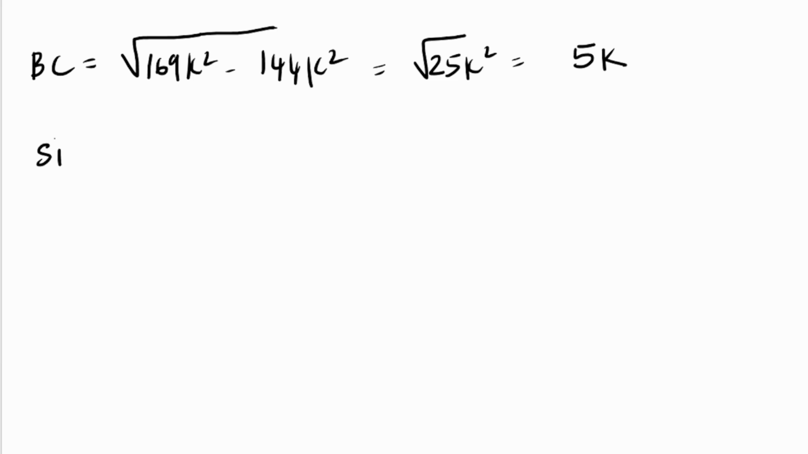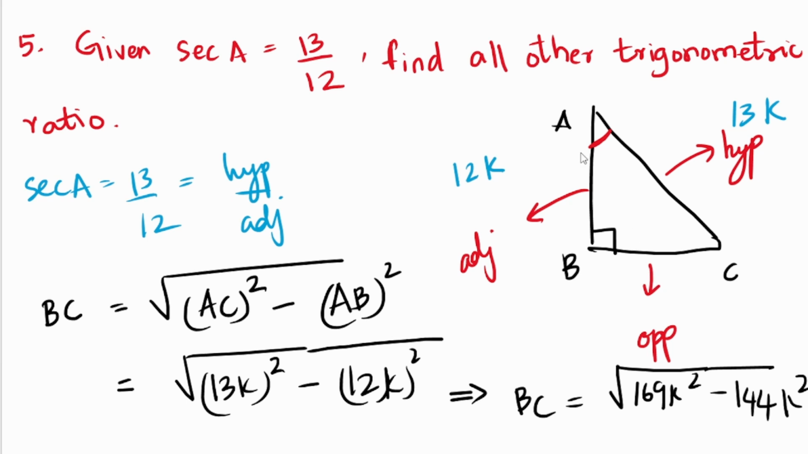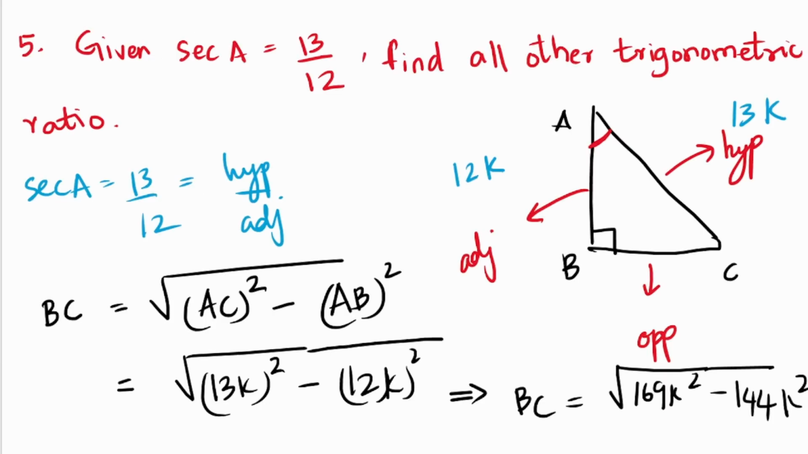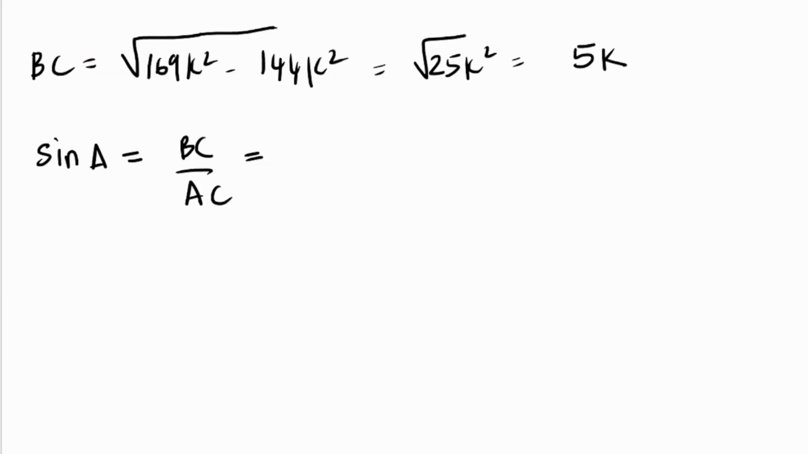Now we'll find sine A. What is sine A? Opposite side by hypotenuse. In this question, the opposite side is BC, hypotenuse is AC. So we'll write BC by AC. BC we just found out, right? BC is 5k, AC is 13k. When you cancel out k and k, you will get sin A as 5 by 13.